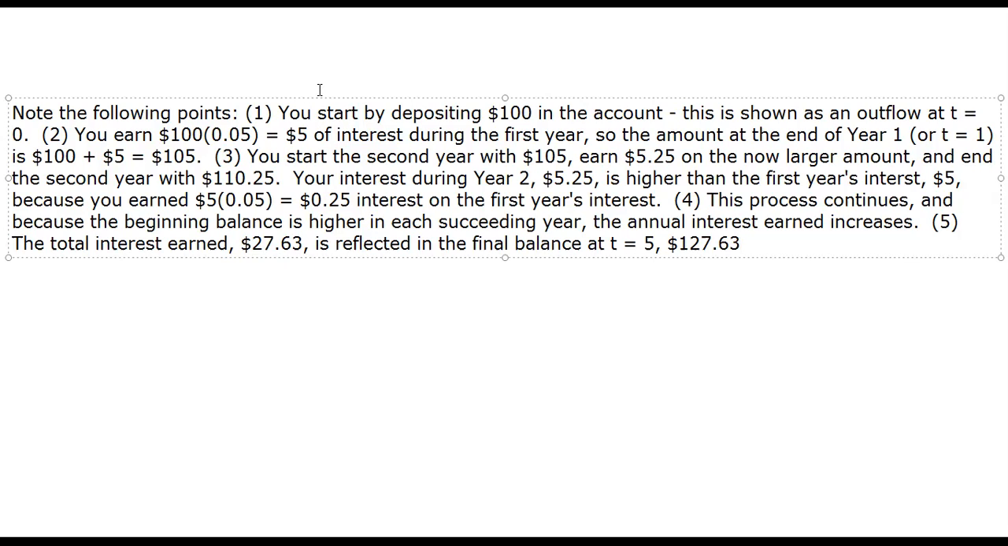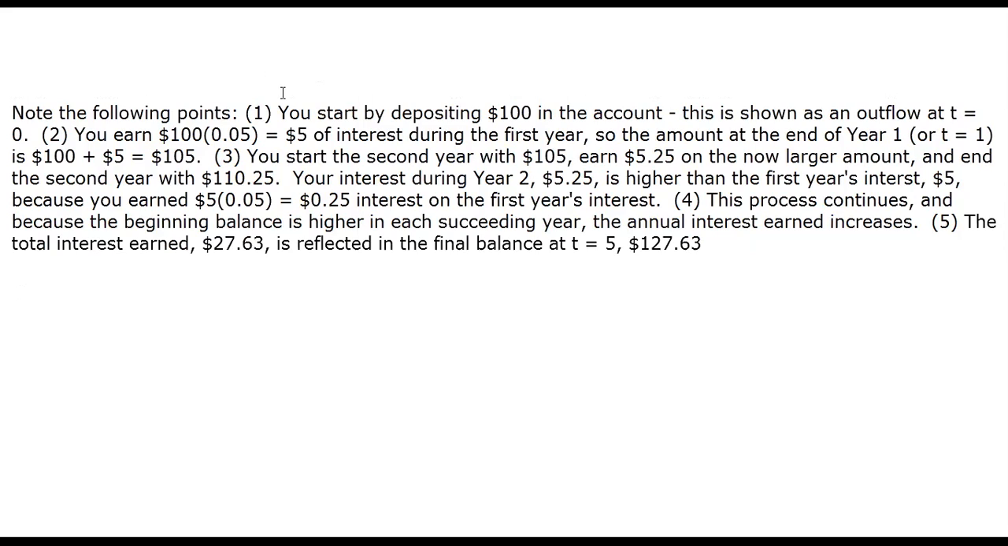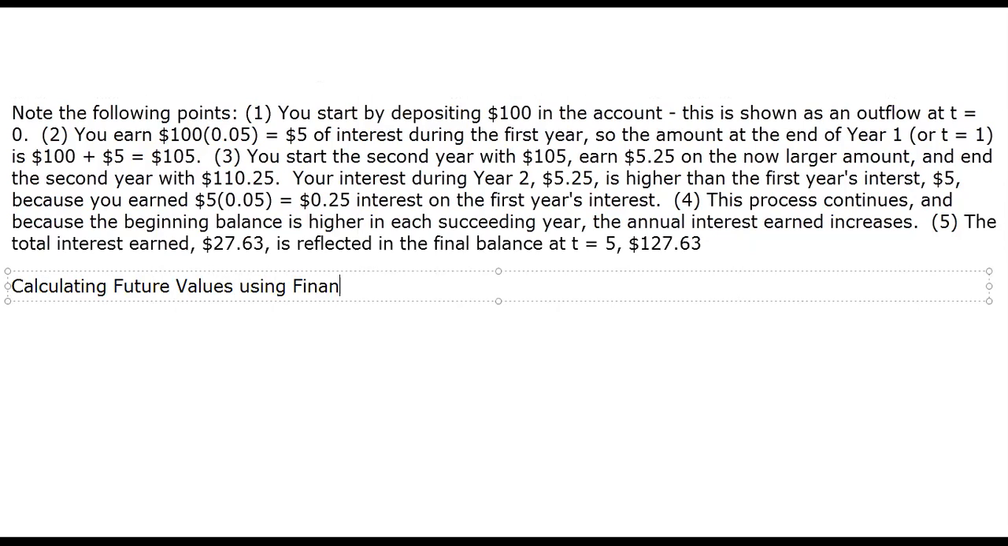So we're going to calculate future value using financial tables. All right, so we are using the same question to help us, but notice something, please.